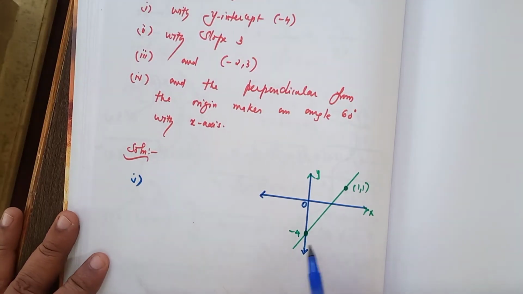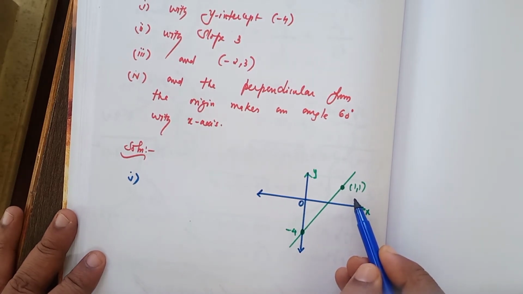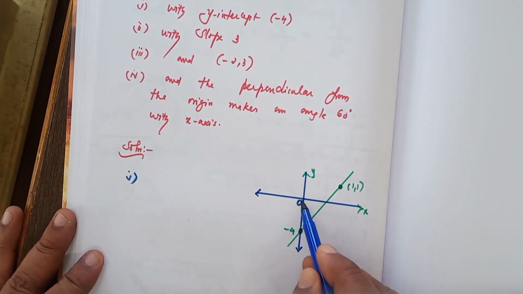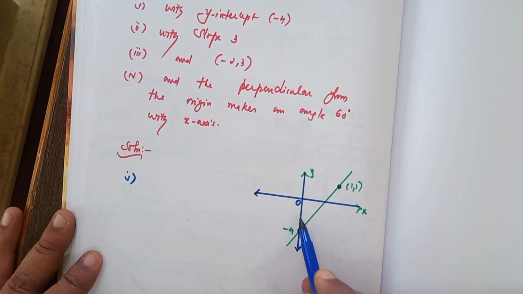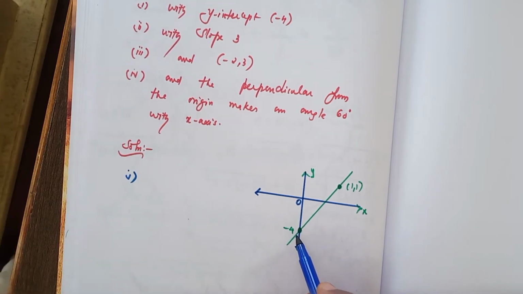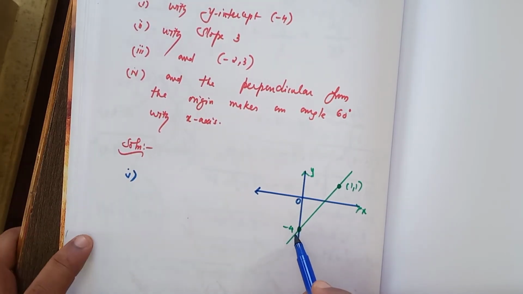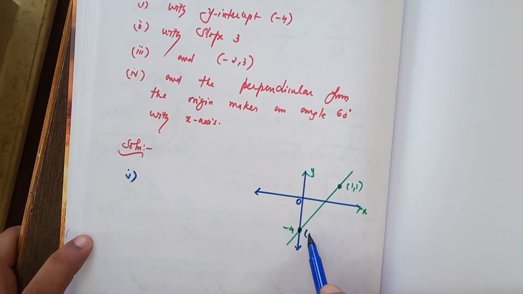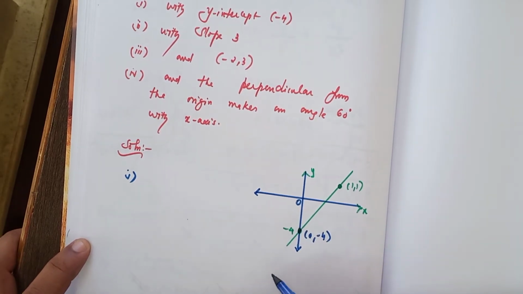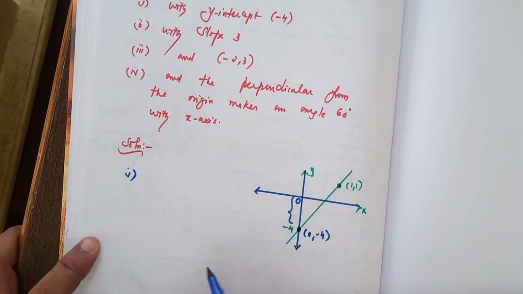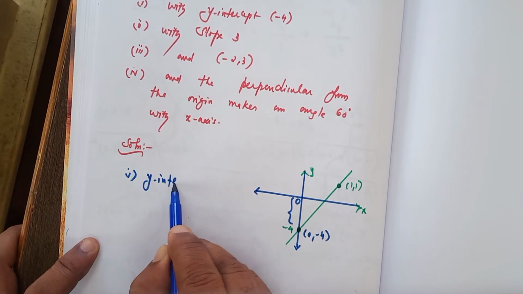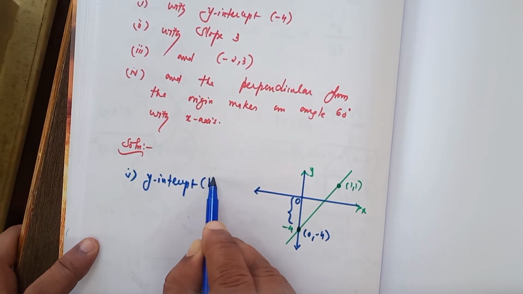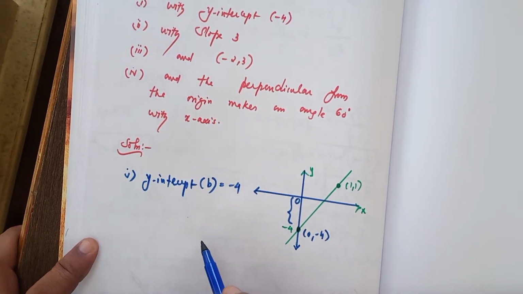First subdivision: equation of a straight line passing through the point (1, 1) and having the y-intercept. In the y-axis, the distance from the origin to the point is 4 units. At what point is it? Minus 4, because it lies below the x-axis. This is the point (0, minus 4). So, the y-intercept is given. The y-intercept is represented by the letter b, that is equal to minus 4.